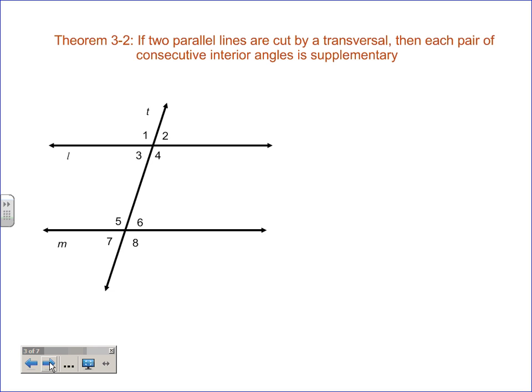All right, here we go. Two parallel lines cut by a transversal, then each pair of consecutive interior angles is supplementary. This is different, because so far the two have been congruent, right? Corresponding angles are congruent and alternate interior angles are congruent. Here it's saying supplementary. What does supplementary mean again?